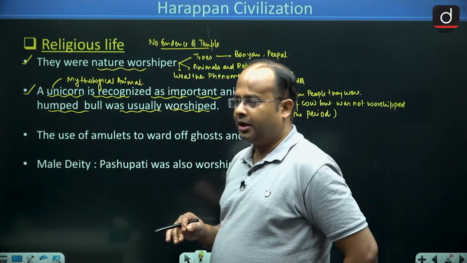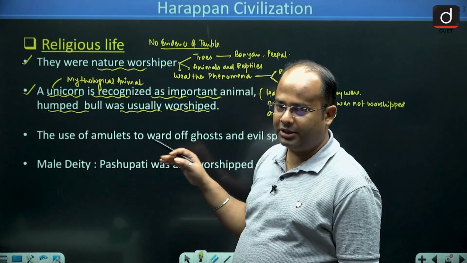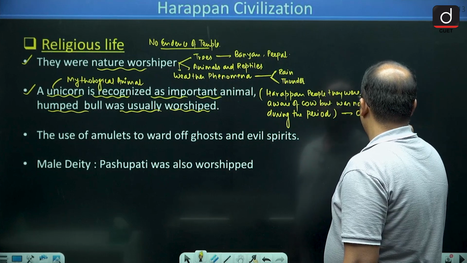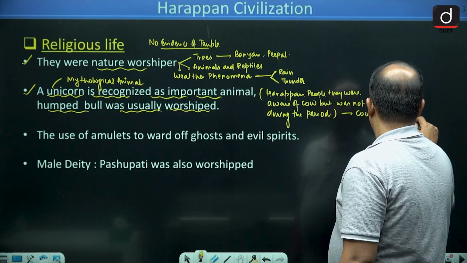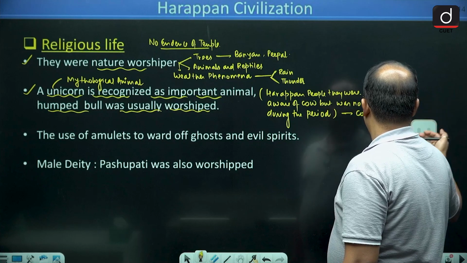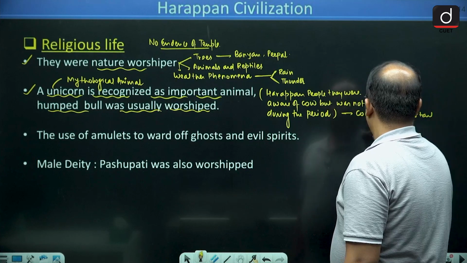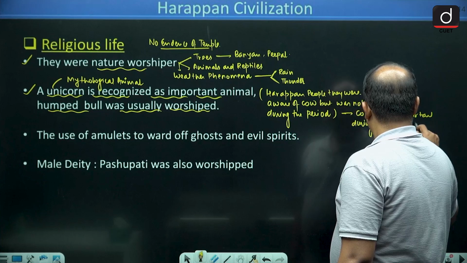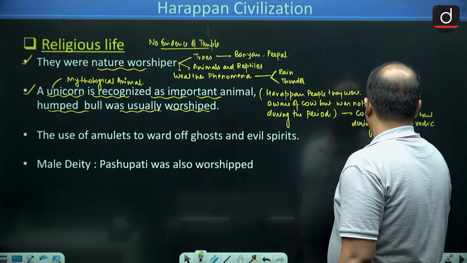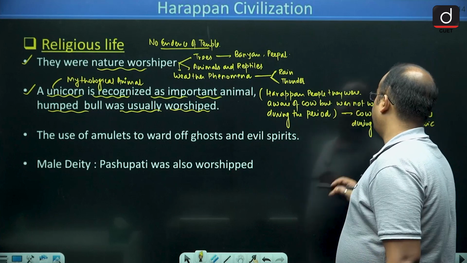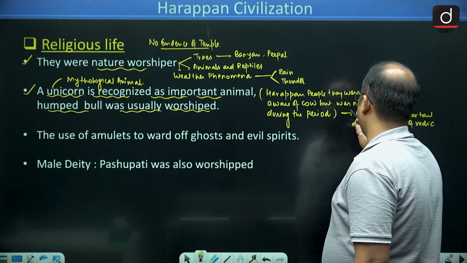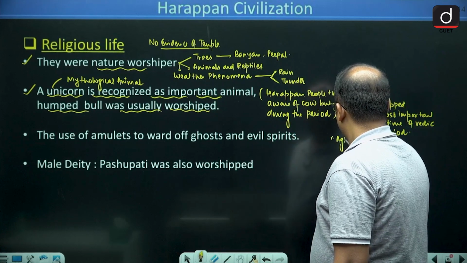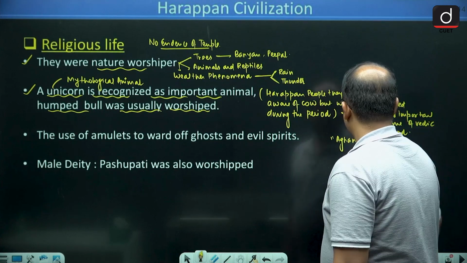You will find that the cow became the most important animal during the time of the Vedic period. And at that point of time the cow was called Aghanya. So during the Vedic period the cow was called Aghanya. Aghanya means not to be killed.